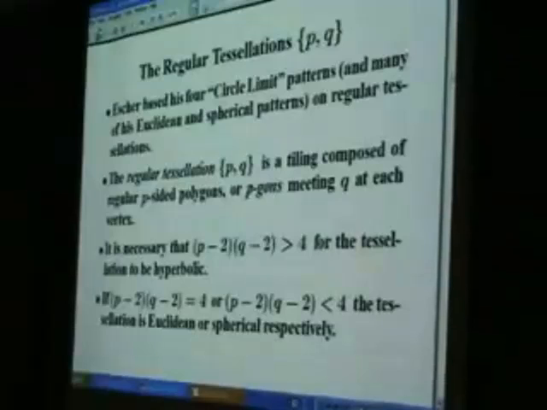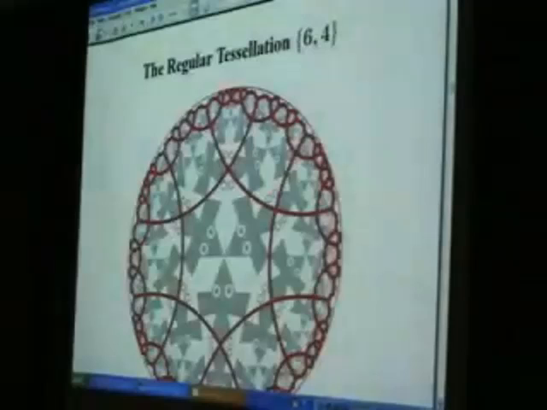It's composed of p-sided polygons with q meeting at each vertex, and the product of (p minus 2) times (q minus 2) determines whether it's hyperbolic, Euclidean, or spherical. This is an example here, and it shows that Circle Limit 1 was based on the regular tessellation {6,4}. Circle Limit 4 is also based on this tessellation. Circle Limits 2 and 3 are based on the {8,3} tessellation.